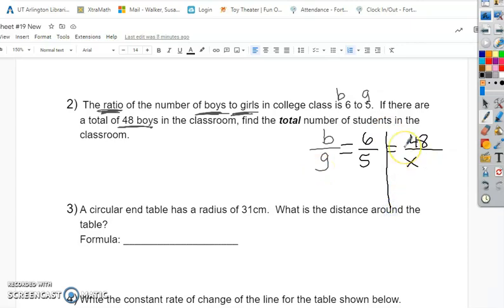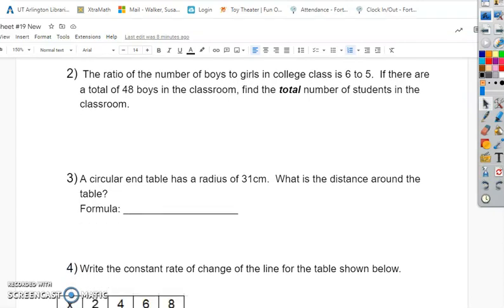So your job is to cross multiply this or solve for x. There's another way to do it if you don't want to cross multiply. But once you get this, remember, this is what the girls are equal to. So your final answer would be to add boys plus girls. So you have to find the girls, and then this will give you the total. Number 3, this is a little different than what we've done.